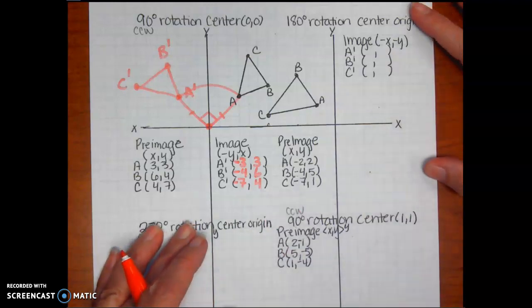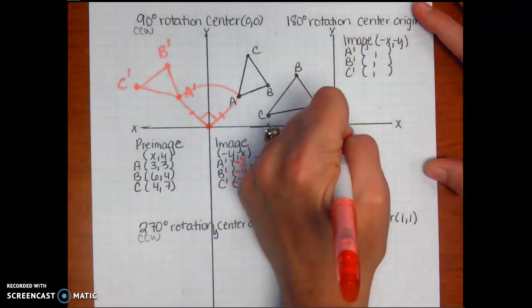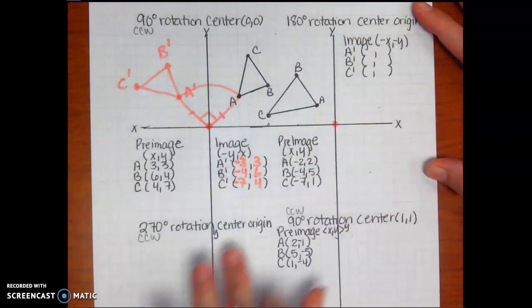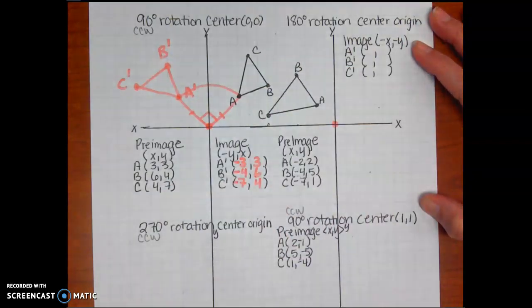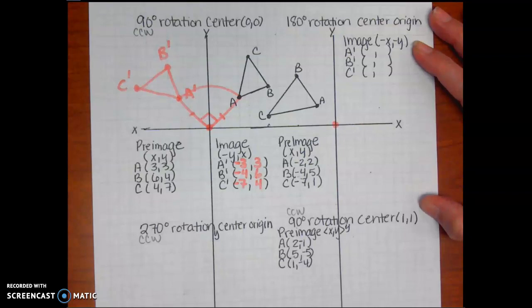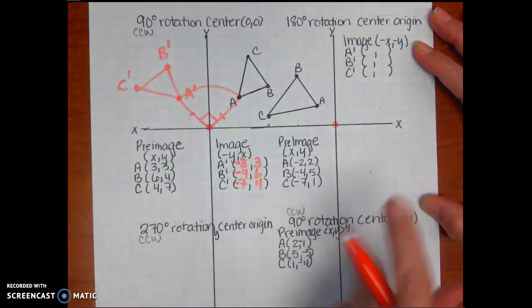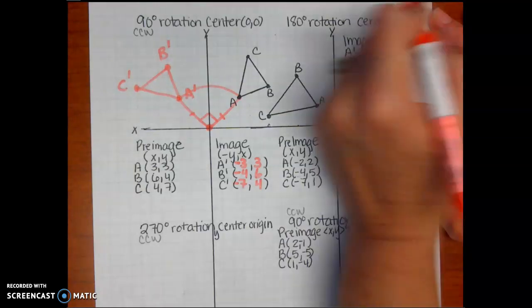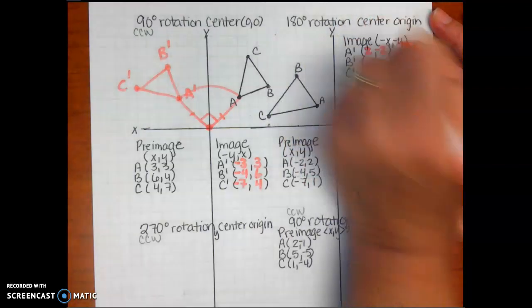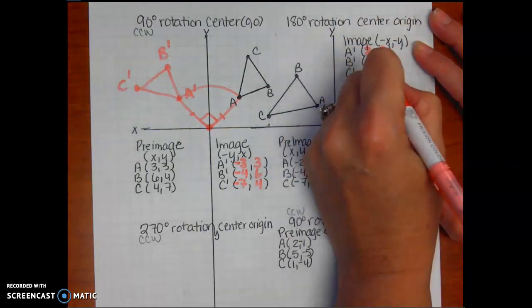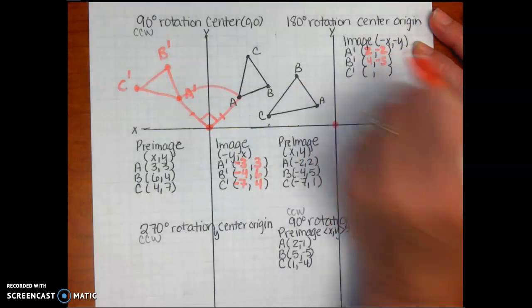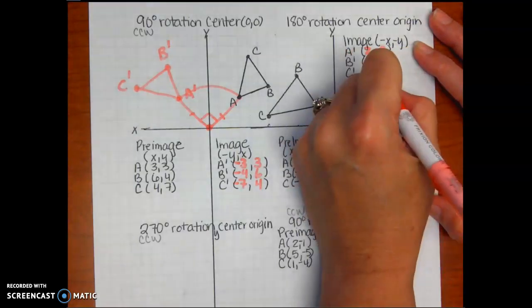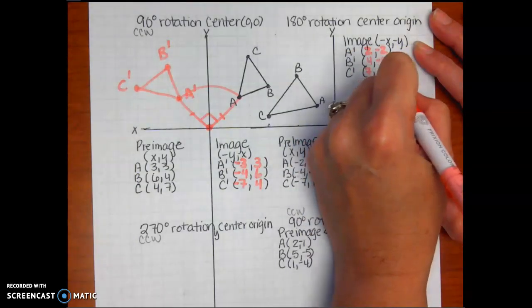180-degree rotation with the center at the origin. Again, the origin is at 0, 0. And I didn't have clockwise or counterclockwise because it's going to be the same either way. And that mapping changes my signs. So if I have -2, 2, then I'm going to have +2, -2 for the mapping. +4, -5 for B prime. +7, -1 for C prime.